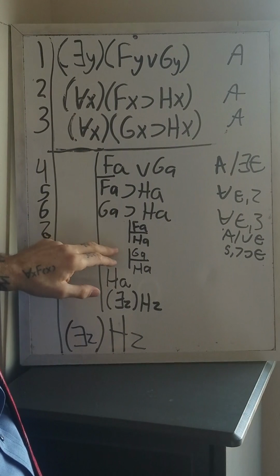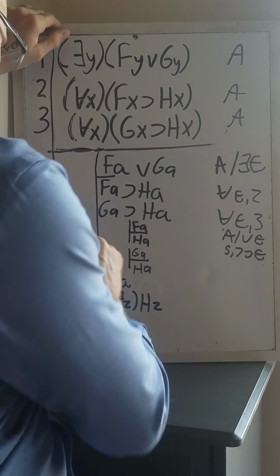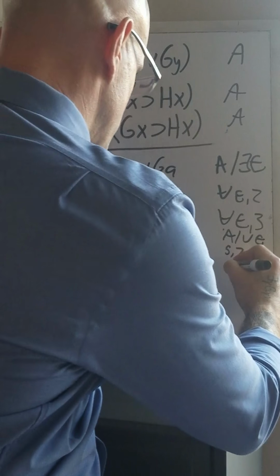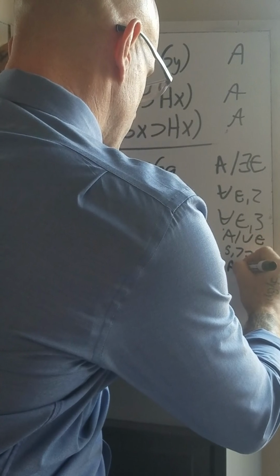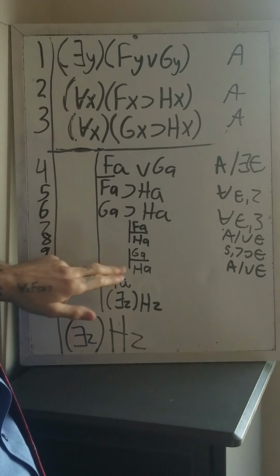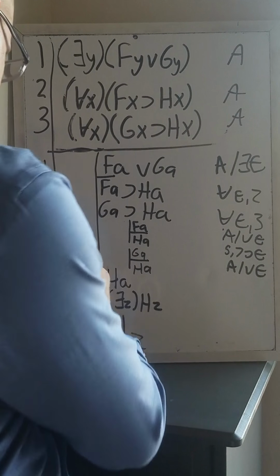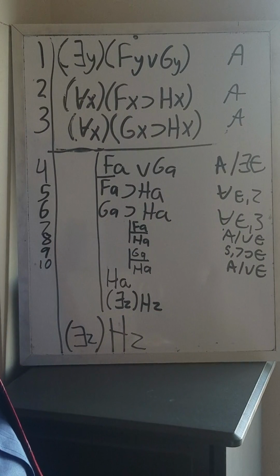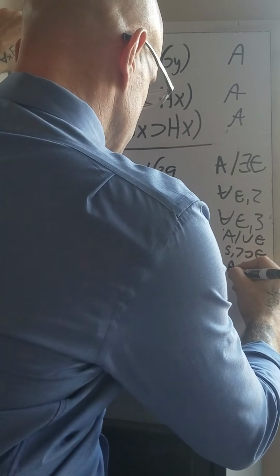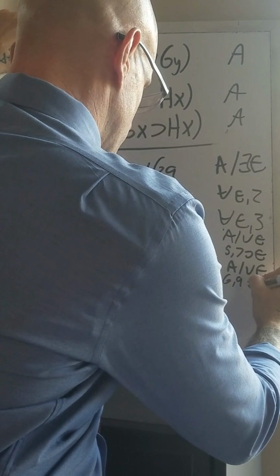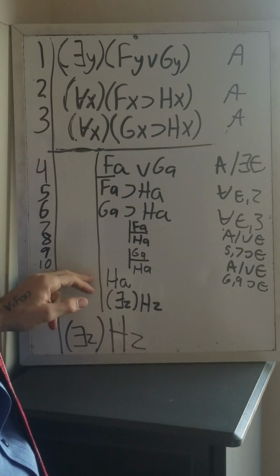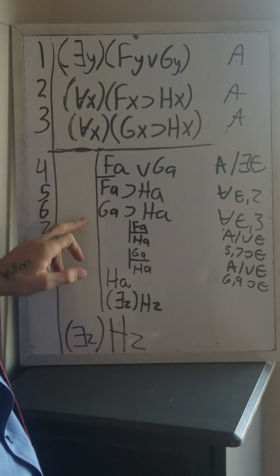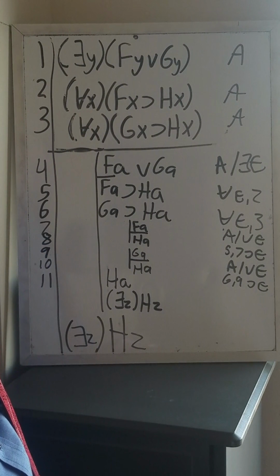Okay, line 9, we're going to assume GA for disjunction elimination. And we get HA on line 10 by conditional elimination, lines 6 and 9. So now we get this goal we wanted. This will be our line 11, by disjunction elimination, 4, 7 through 8, and 9 through 10.